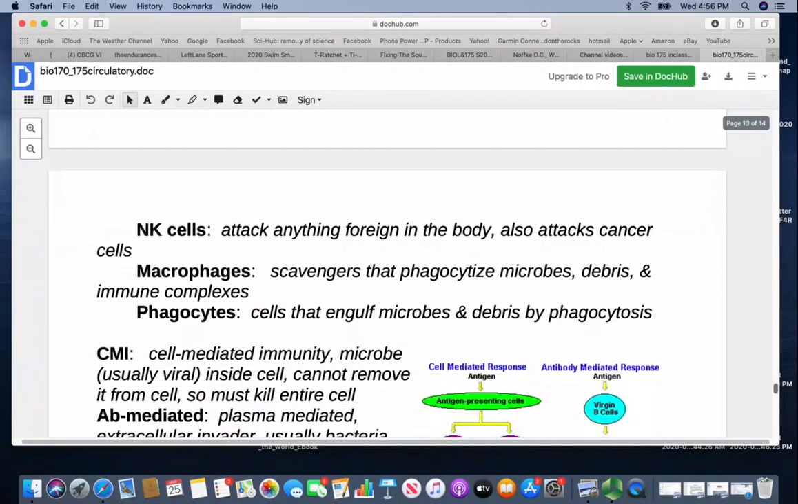Natural killer cells, they'll attack anything that's foreign in the body, as well as cancer cells. Macrophages, these are a scavenger that's going to phagocytize microbes, debris, and immune complexes. This is basically going to clean up the damage, clean up the pus after infections. Phagocytes are going to be cells that engulf microbes. Macrophages are one type of phagocyte. They eat up the debris by doing phagocytosis.